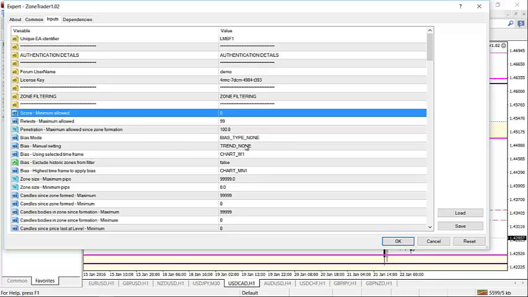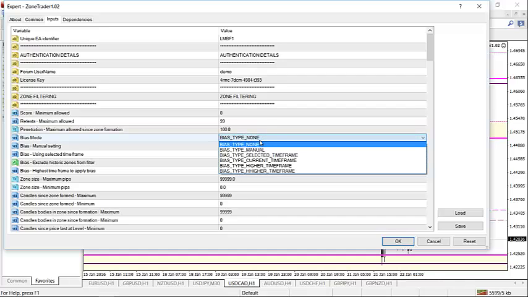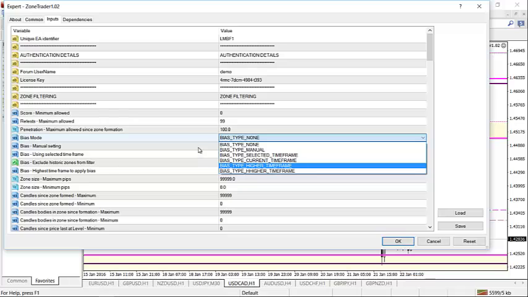The bias allows us to say whether we want to consider only demand or supply zones. We can set our bias manually, or based on the current trend on a different time frame, or based on the current trend of a higher time frame or the one we're looking at. So there's various different modes there: manual, select time frame, current time frame, higher, or the next higher time frame.